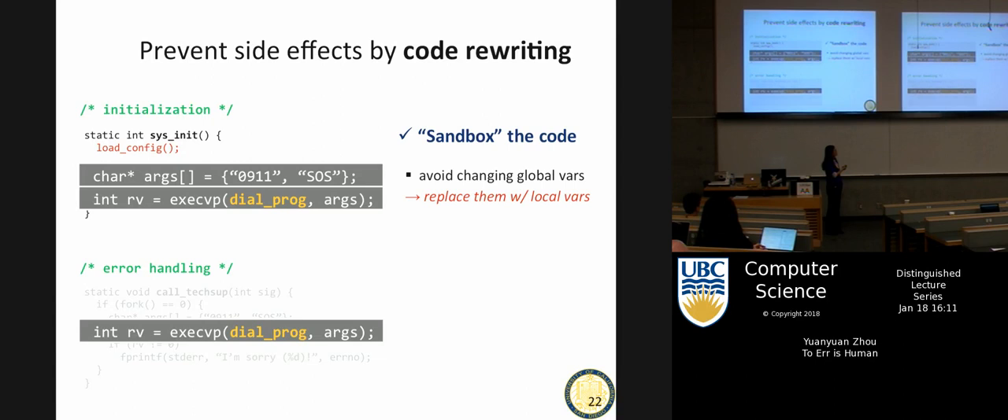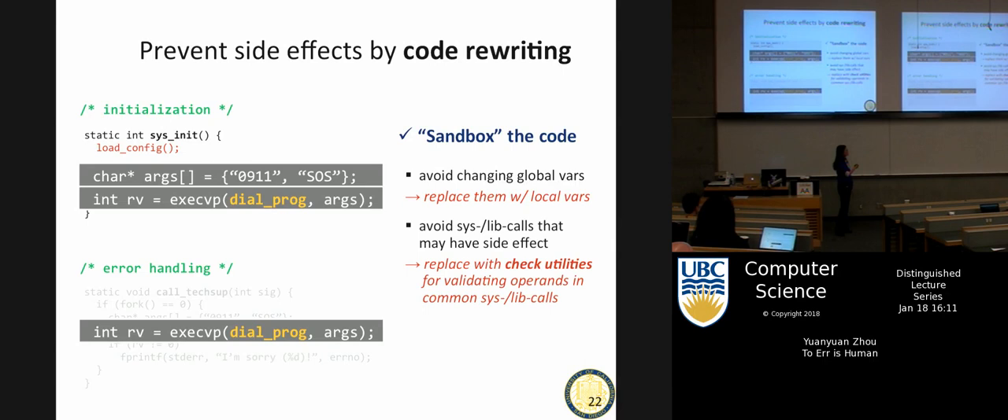If you modify a global variable, replace it with a local variable. If you make a library call or system call that has side effects, we replace it with our own check utility, which just validates the parameter and does not perform any actions. So if you want to write to a file, we're not going to modify the file. We write our own checking function, which is equivalent to fwrite for them, and just does the parameter checking.